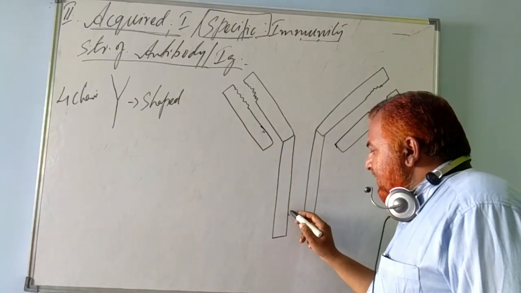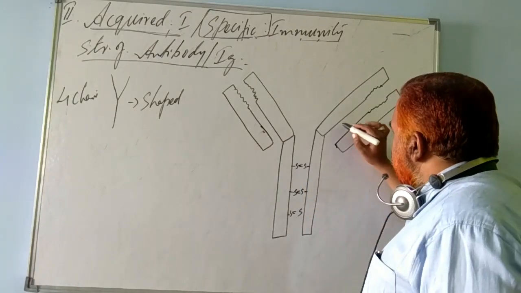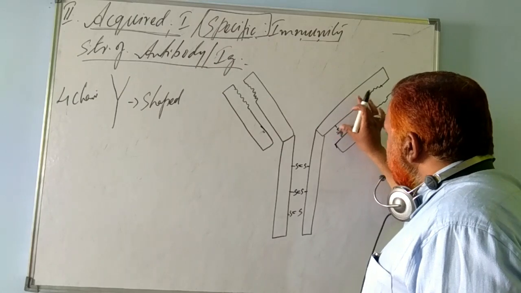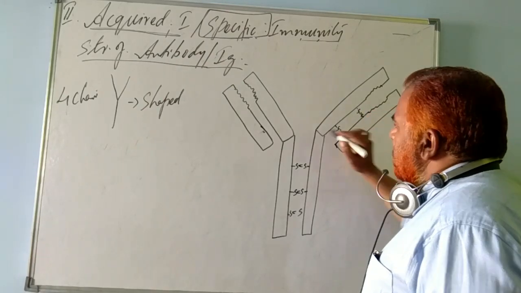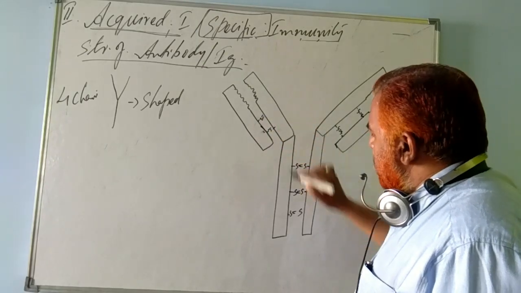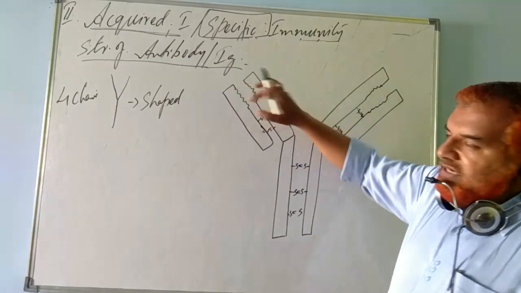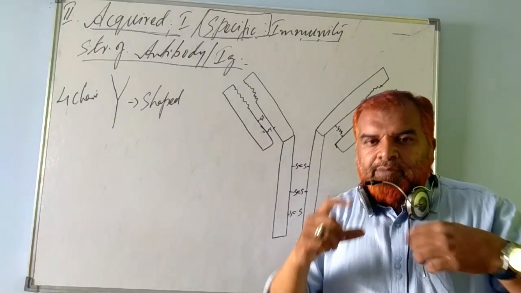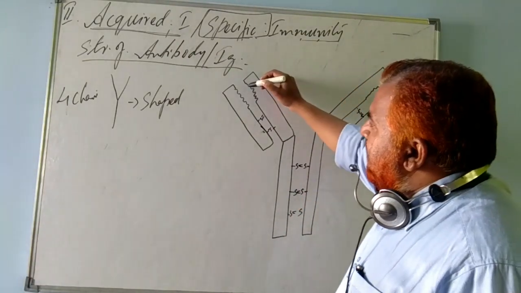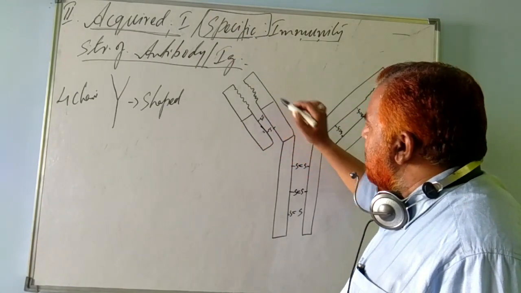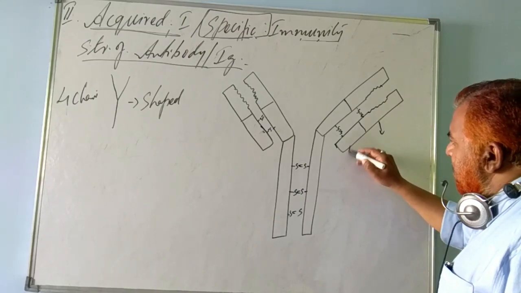All these chains are interconnected by disulfide bonds. Here also you find disulfide bonds, here also, here also, and here also. So of these four chains, these two are heavy chains and these are light chains. They are held together in position by means of disulfide bonds. Now, in this region, this chain has two parts. One is known as the constant region.